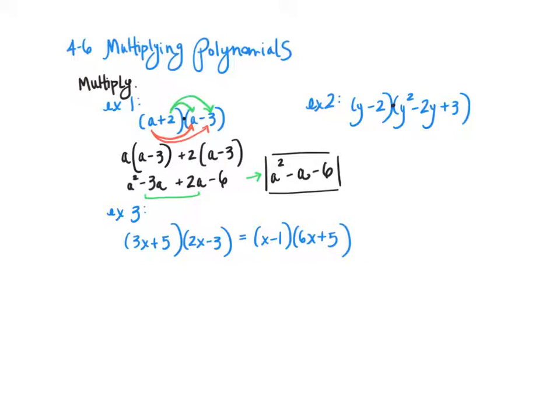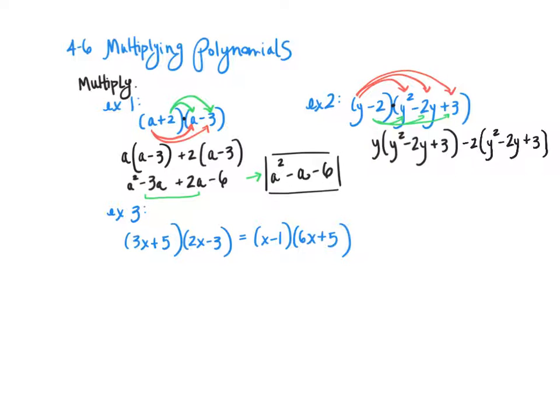All right, in example 2, very similar. I'm going to multiply that whole binomial. So if I'm going to multiply the whole binomial times the trinomial, I need to distribute all of that binomial. So I'm going to start with distributing the y. I'm going to distribute the y to that whole trinomial. But then notice I have a minus 2. I need to distribute that minus 2 to that whole trinomial.